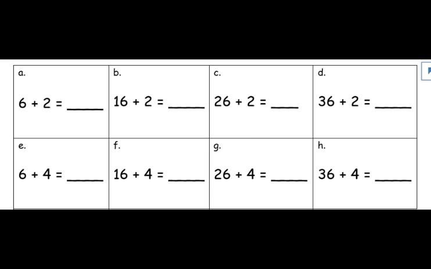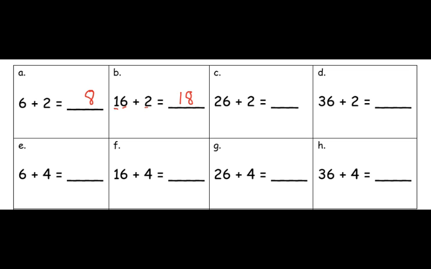We're going to do the same thing in the next section, only we're not going to use pictures. So let's start with 6 plus 2. Well, 6 plus 2 is 8, so we'll write that down first. Now I'm adding 16 plus 2. Well, if I look at my ones place, I'm still adding 6 plus 2. So I know I'll have an 8 in my ones place, but I still have that 10. So 16 plus 2 is 18.